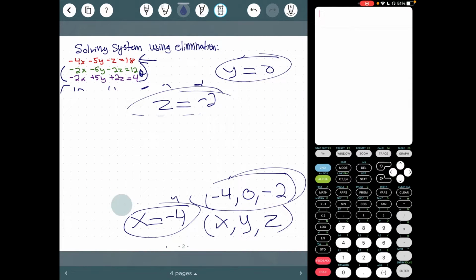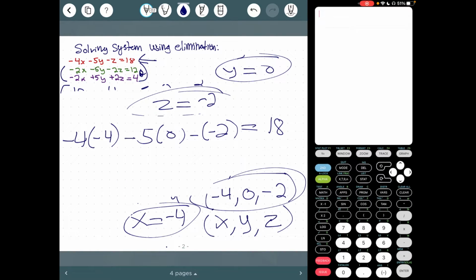Just getting rid of all of this. So we can check the solution now by plugging in these values into one of the equations. Let's just take the first one again. So negative 4 times the x value, which is negative 4, minus 5 times the y value, which is 0, minus the z value, so minus negative 2, equals 18. So all of this should equal 18.